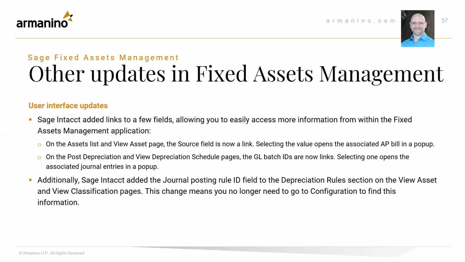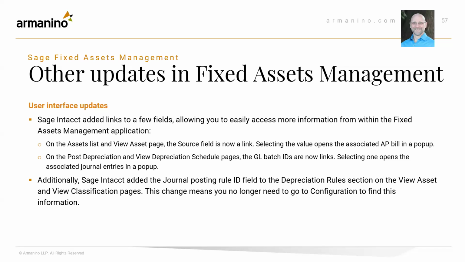They're grouped by employee as well as by location. Other updates in fixed assets management: they added links to new fields, allowing you to access more information within the fixed assets management application. On the assets list and view assets page, there's a source field. It's now a link. Selecting the value opens the associated AP bill in a pop-up. On the post depreciation and view depreciation schedules pages, the GL batch IDs are now links. Selecting one opens the associated journal entry in a pop-up.